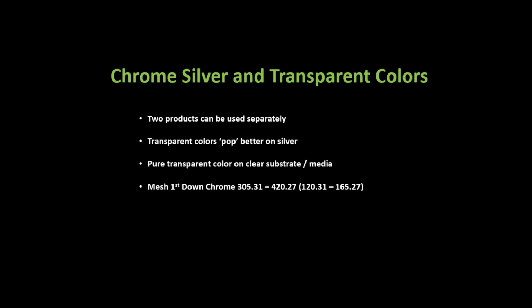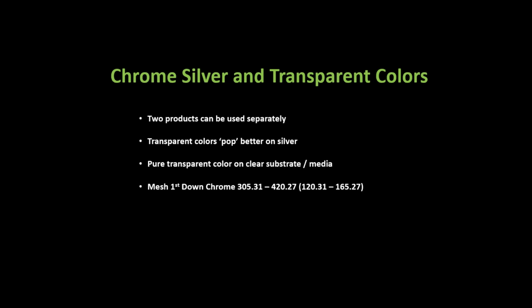Chrome silvers and transparent colors. These two products can be used separately. Transparent colors generally pop or look much better when they're on a silver base. That's kind of the look when people did candy apple painting on automobiles. And pure transparent color on clear substrates helps the use of a chrome silver to appear to be chrome.